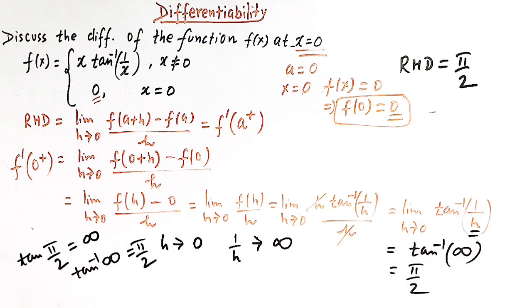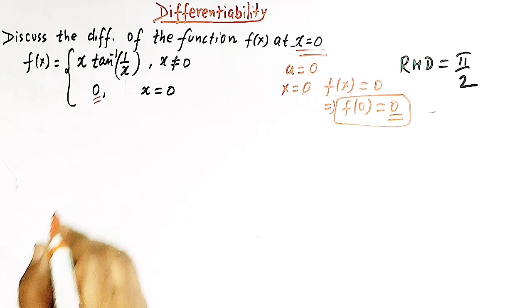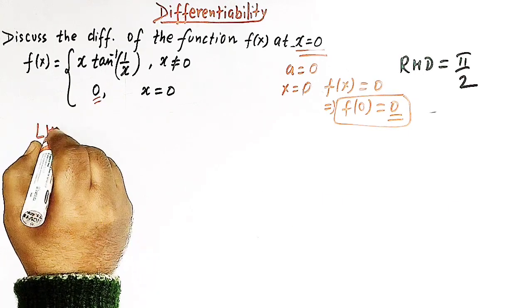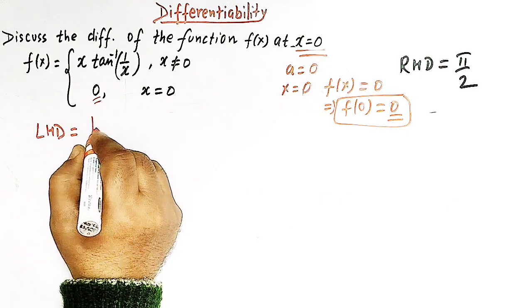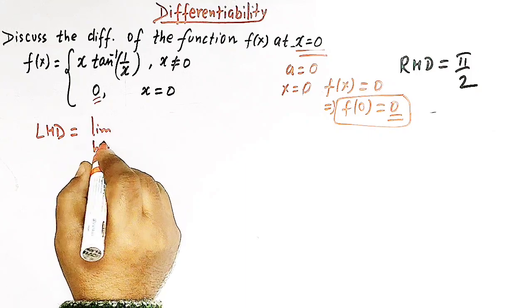So let us now find out the value of left hand derivative. Now the left hand derivative is defined by this limit, that is limit h tends to 0.